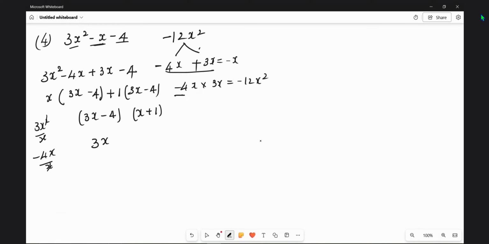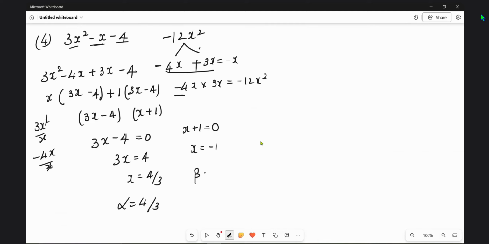Now find the zeros. 3x minus 4 is equal to 0. 3x is equal to 4. X is equal to 4 by 3. So alpha is equal to 4 by 3. Again x plus 1 is equal to 0. X is equal to minus 1. So beta is equal to minus 1. Everyone got the same thing and verified the relation alpha plus beta. You are getting the thing. Okay.